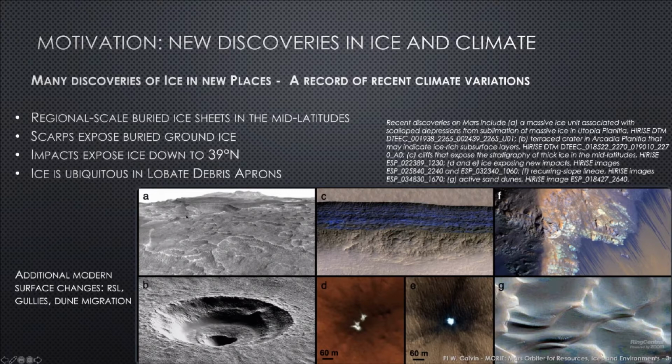In addition, we have scarps which expose buried ground ice, as shown here in the middle image in the upper top. There are impacts which expose ice down to 39 degrees north latitude, as shown. And ice has been found to be ubiquitous in the lobate debris aprons. In addition to the ice science, we have additional modern surface changes that we continue to observe and continue to catalog numerous additional instances, including recurring slope lineae, gullies and changes in gullies, and dune migration.